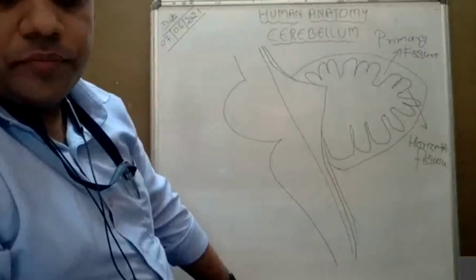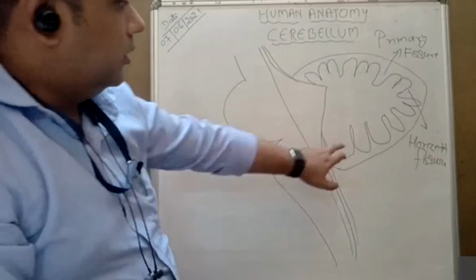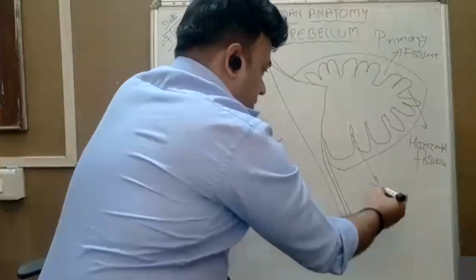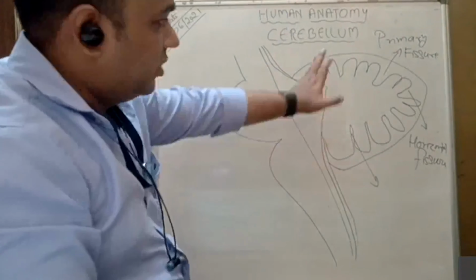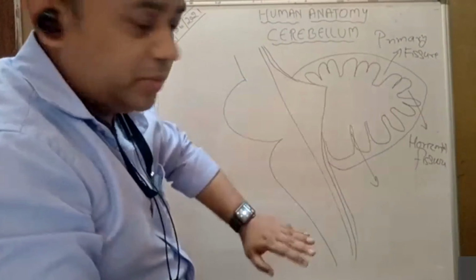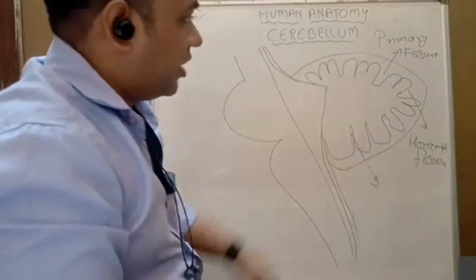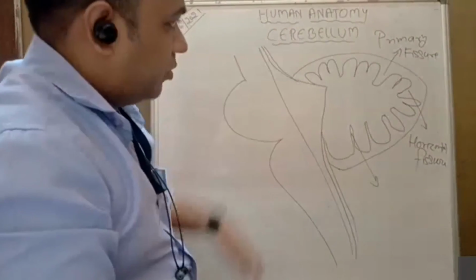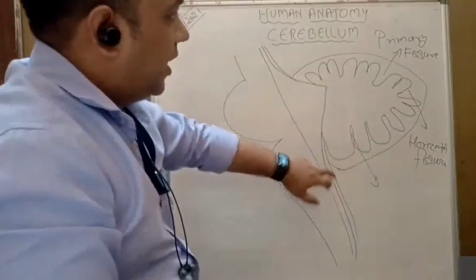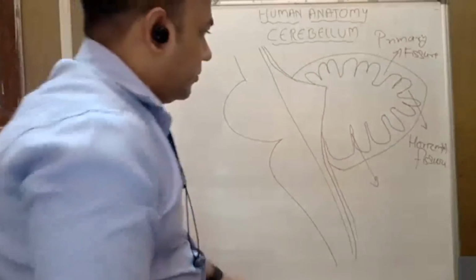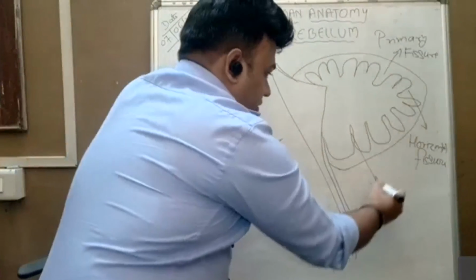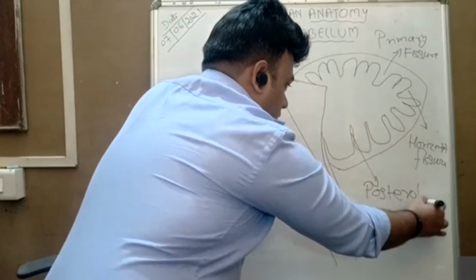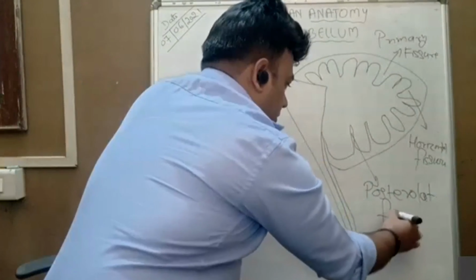Got it? And then here comes the posterolateral fissure. These are the main fissures, the three main fissures. There are numerous fissures placed transversely on the cerebellum. But among those, these three fissures are the main ones which are dividing the cerebellum into various lobes. Okay, anterior lobe, middle lobe, and posterior lobe. Okay, so this is the posterolateral fissure.